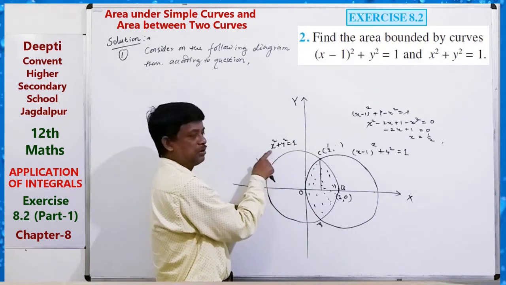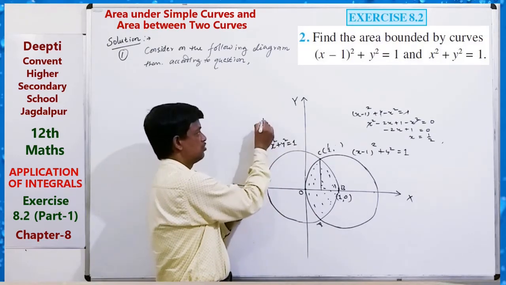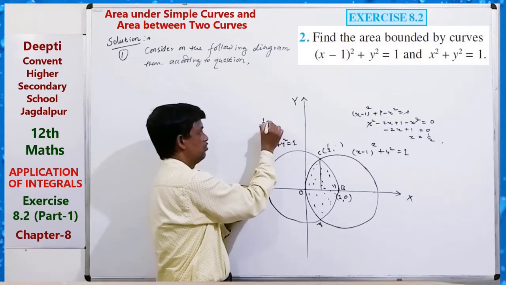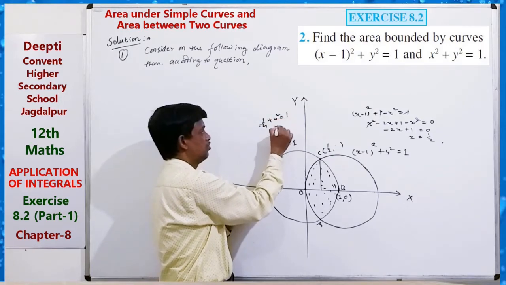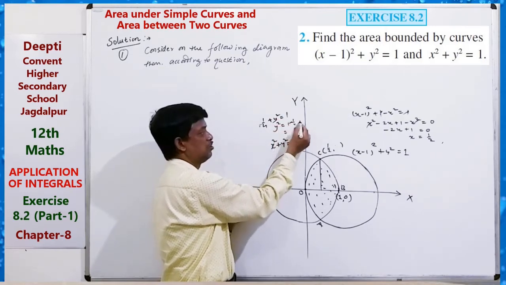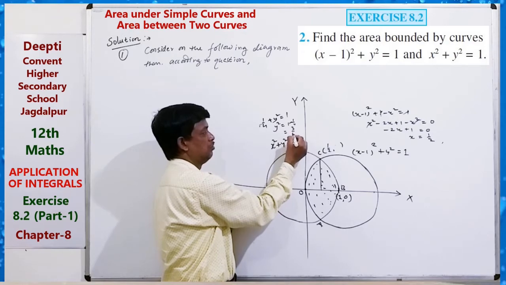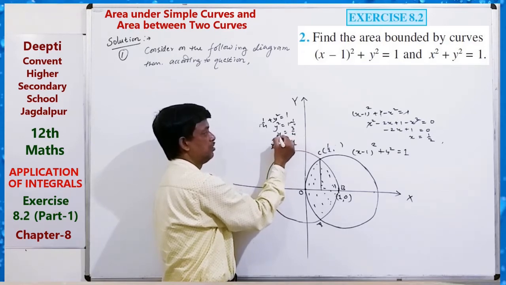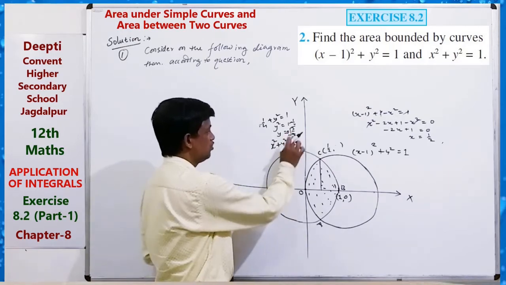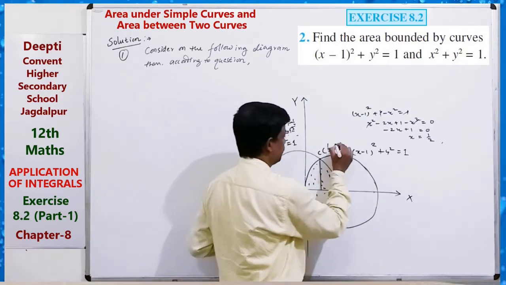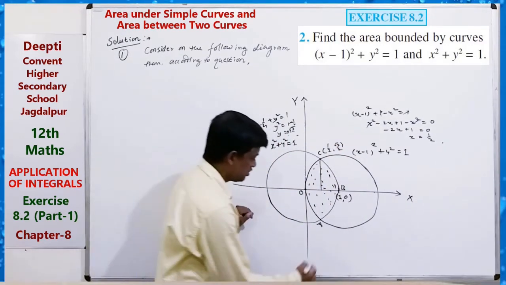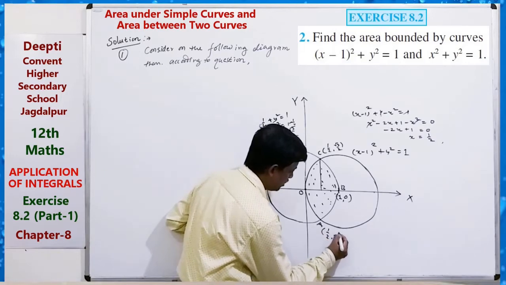x equals half. From here x equals half. So half square, 1 by half square means 1 by 4. 1 by 4 plus y square equals 1. y square equals what? 1 minus 1 by 4, that is 4 minus 1, 3 by 4. That is, y equals plus minus root 3 by 2. This is root 3 by 2, and this is minus root 3 by 2. So the point is half, minus root 3 by 2.